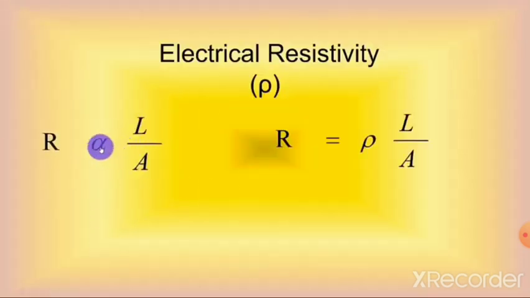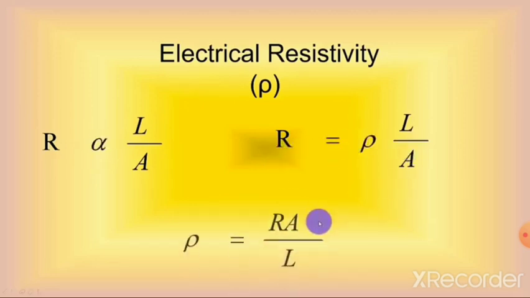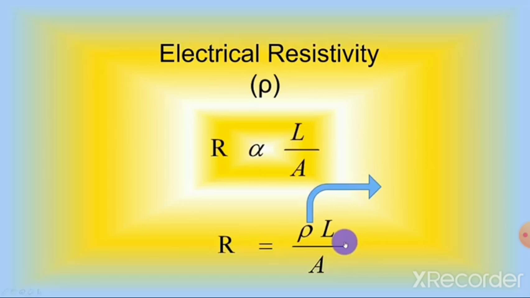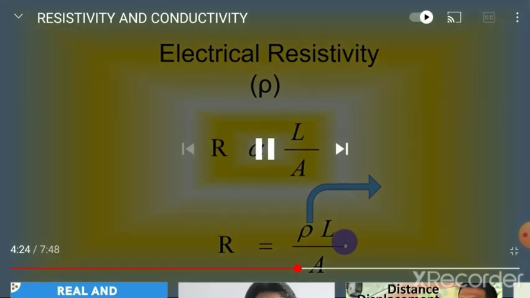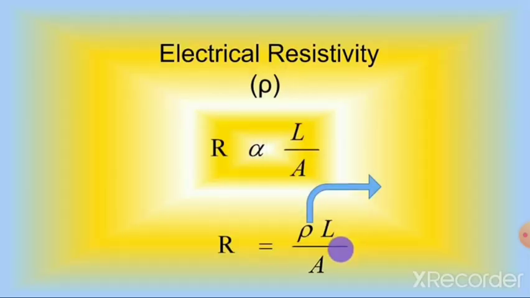If you want to remove the proportional term, then you have to put a constant, and R is equal to rho into L by A, and this proportionality constant rho is termed as electrical resistivity. This important term, the electrical resistivity of the conductor, determines the resistance of the conductor, and it is a constant for each and every material.